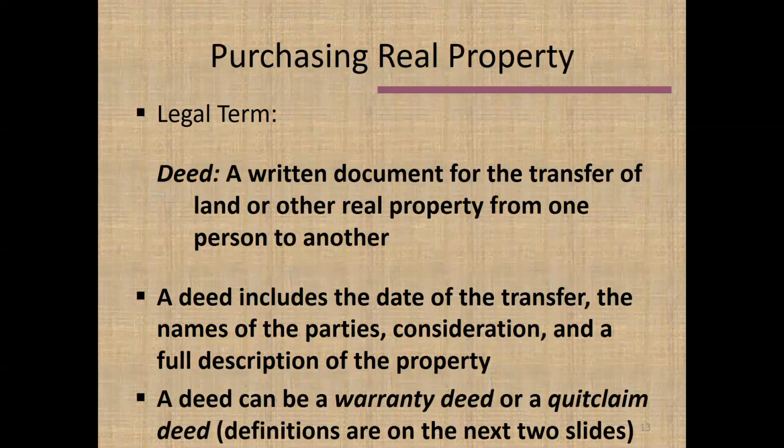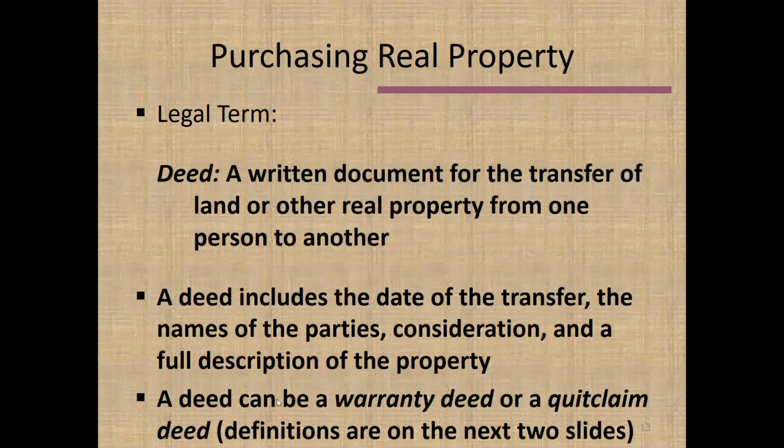What is a deed? We're talking about a written document that shows the transfer of property or land, not just personal property, but real property, from one person to another. And the information we're going to see on the deed is the date that the transfer happens, the names of the parties, who's selling, who's buying, the consideration involved. Again, this is the purchase price, as well as a description of the property. The description of the property indicates what the seller is giving up, and the price is what the purchaser is getting.